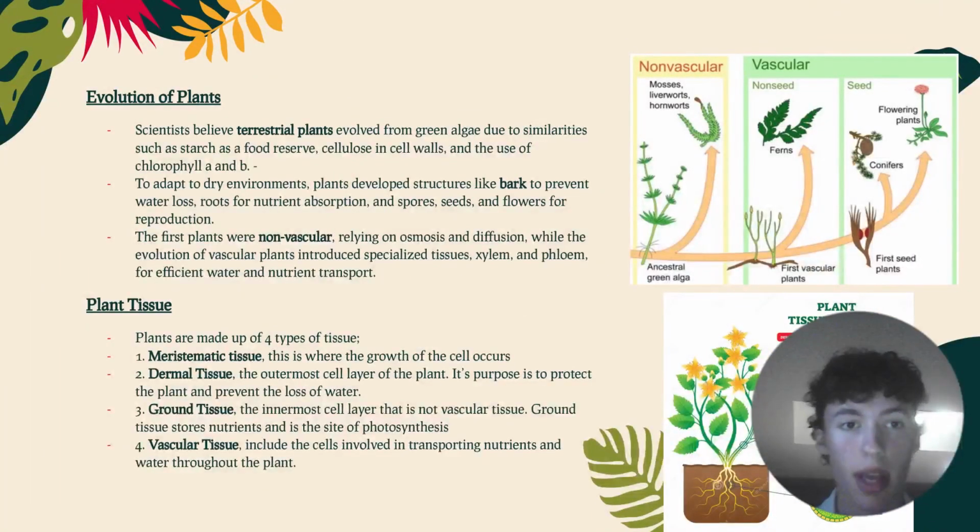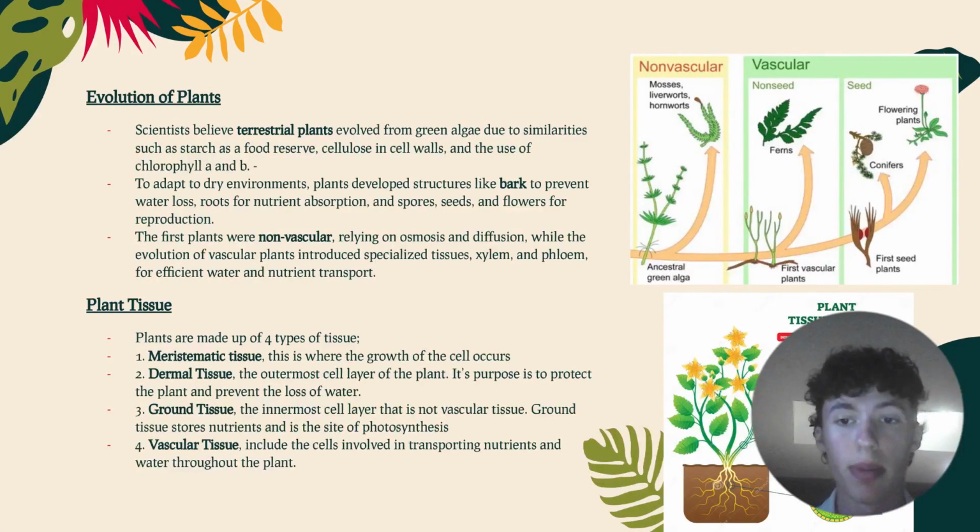So, evolution of plants. Scientists believe terrestrial plants evolved from green algae due to similarities such as starch as a food reserve, cellulose in cell walls, and the use of chlorophyll. As well, through history, plants have tried to adapt to different environments, right? Like in drier environments, having bark and being able to absorb water and hold on to it. And also in their modes of reproduction through flowers, seeds, and spores. So that obviously has changed over time due to the environments they've been exposed to and mutations.